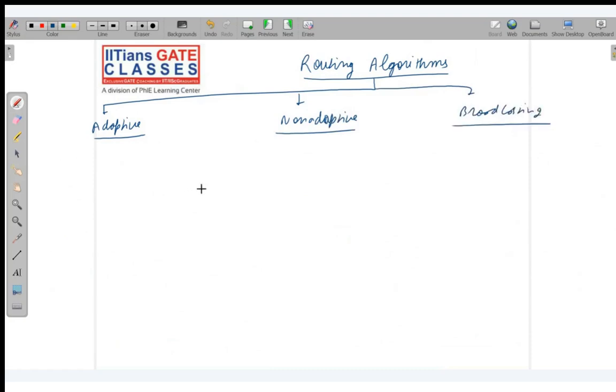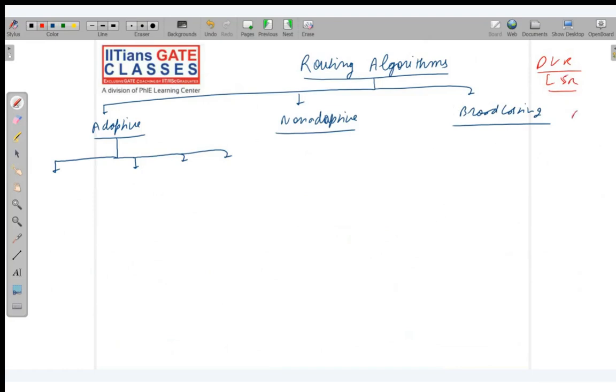So there are three types of routing algorithms: adaptive, non-adaptive, and broadcasting. Adaptive is of four types. You just have to remember their names. We will not dig deep into that because we will study only two routing algorithms which are in our syllabus. In the GATE syllabus we have only two: DVR and LSR, distance vector routing and link state routing. But still I am giving you the entire chart because they can ask which of the following is broadcasting.